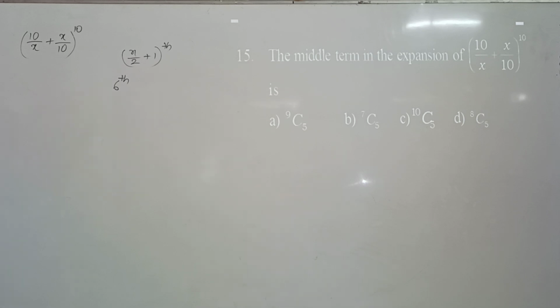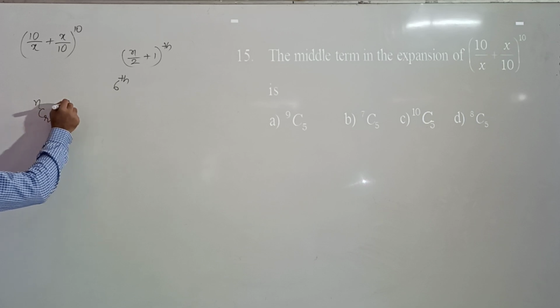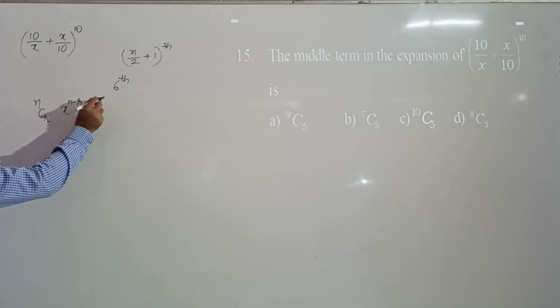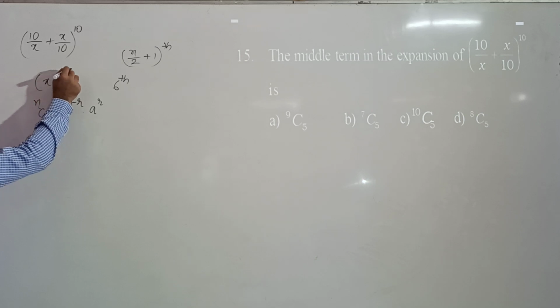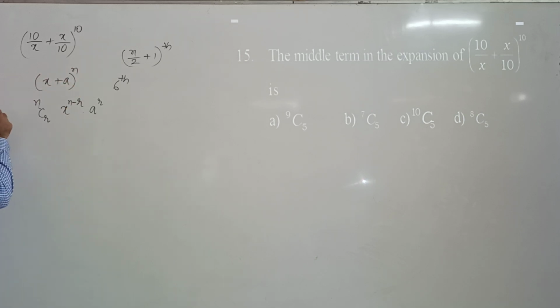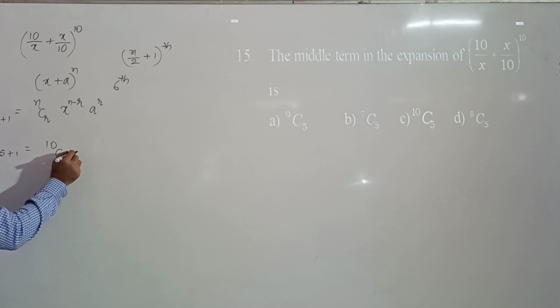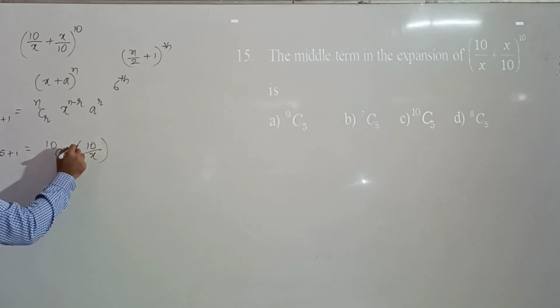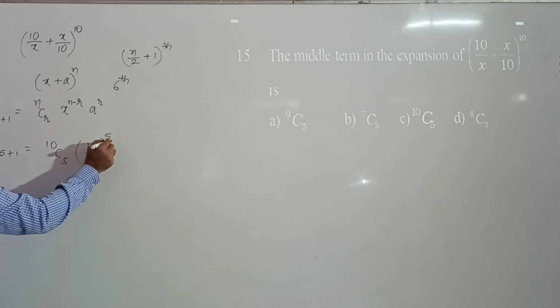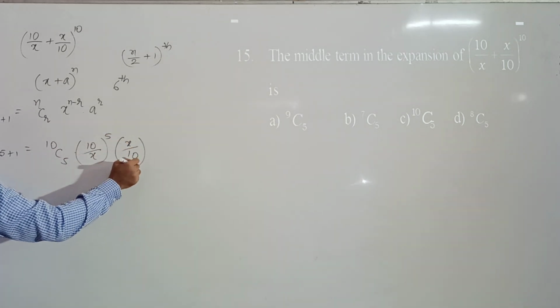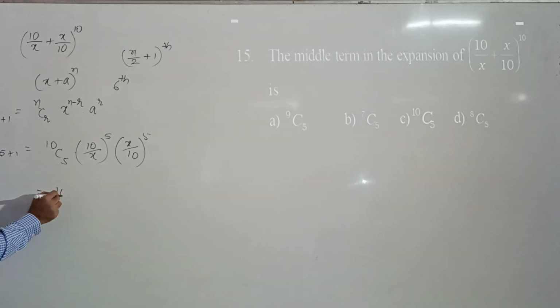To get 6th term, we have to put r is equal to 5. This is the formula we have, nCr x power n minus r into a power r in the expansion of x plus a whole power n. This is t r plus 1. So we want t5 plus 1, 10C5 into 10 by x to the power n minus r, 10 minus 5, 5 into x square 10 the whole power 5. These two get cancelled. So the answer is 10C5, option C.